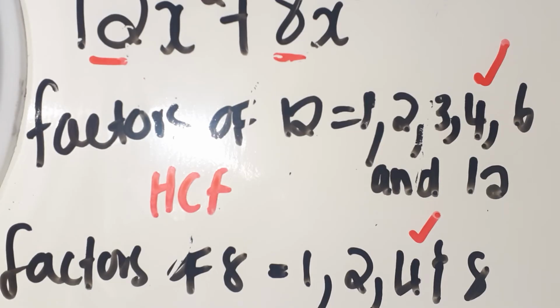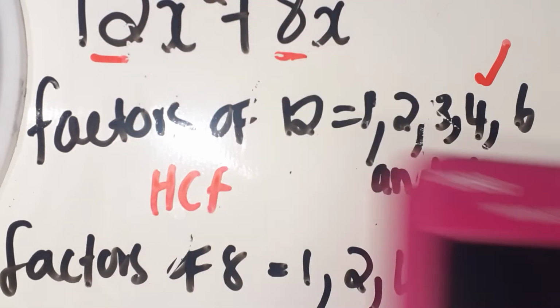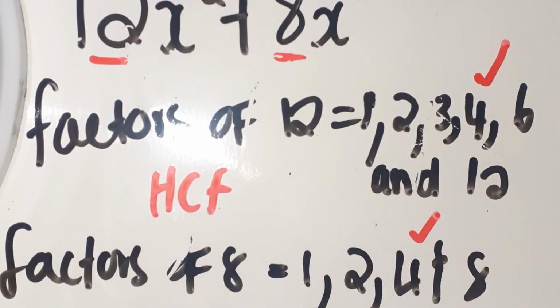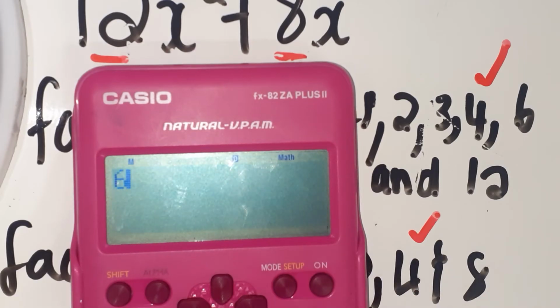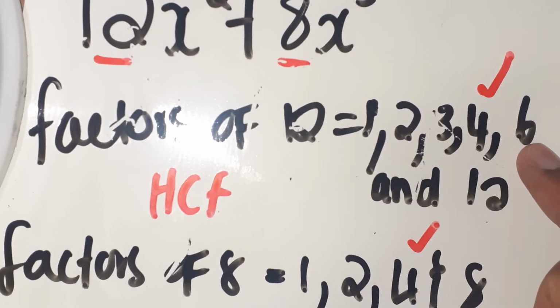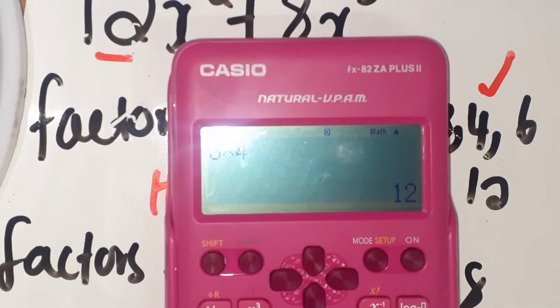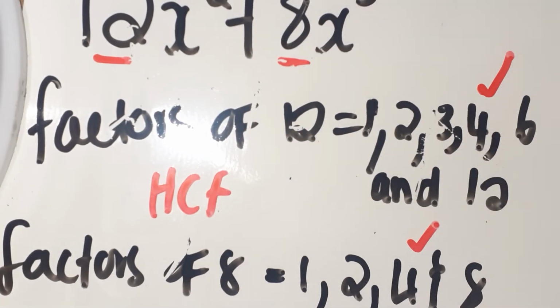When you are looking for factors, guys, this is what you do. You can go to your multiplication table and see which numbers multiplied together give you 12. 12 times 1 gives you 12, so 1 and 12 are factors of 12. Then 6 times 2 gives you 12, so 6 and 2 are factors of 12. Then 3 times 4 also gives you 12, so 3 and 4 are factors of 12.